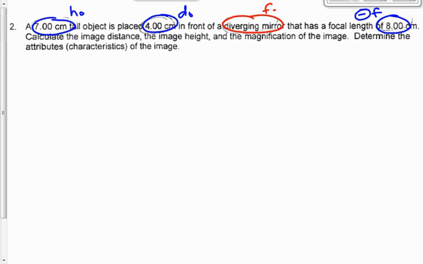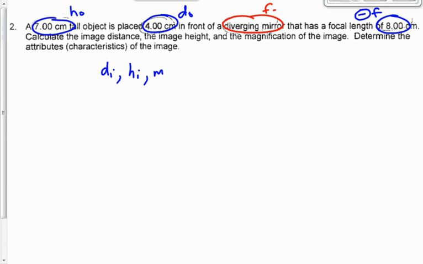Listen, even if you get it right without reminding yourself, what's the harm? What's the harm in drawing attention to it in a couple places? Worst case scenario, you just wasted a little bit of ink by writing down F was equal to a negative value a couple times. Best case scenario is it helps you not to make that mistake when you go to plug it into the equation. We want to find the image distance, DI. We want to find the image height, HI, the magnification, and then we want to find the attributes based on some of the numbers that we get there. Or if you want to draw a ray diagram, you could do that to find the attributes as well.